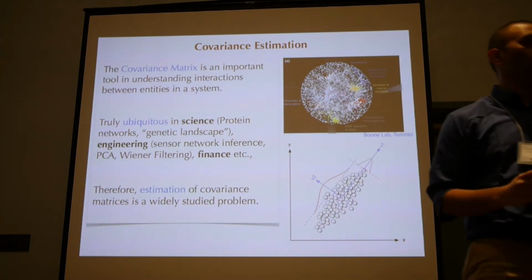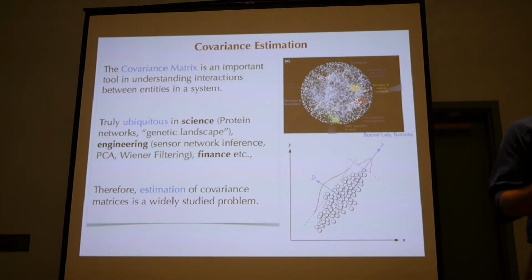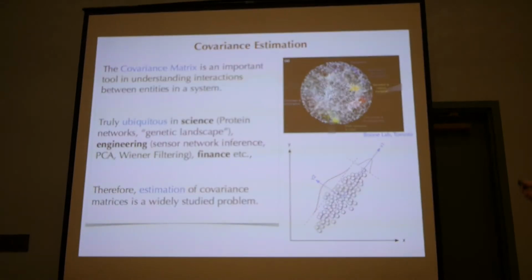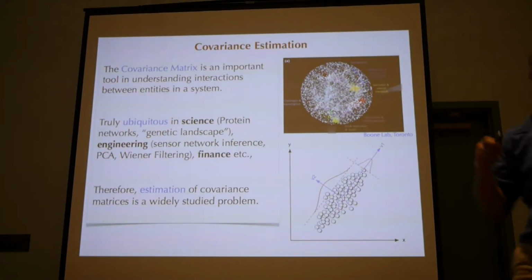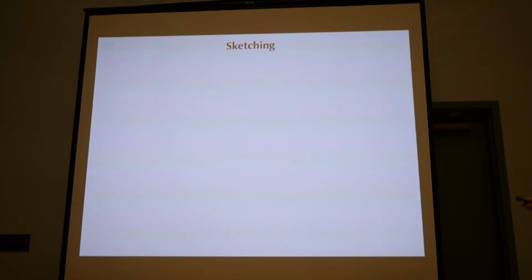Covariance matrices, as we all know, are truly ubiquitous. You want to estimate covariance matrices for various tasks like PCA, or this figure right here, which is from the Boone lab in Toronto. What they do is they wanted to map out the genetic landscape of a yeast cell. So each dot there represents a gene, and they try to connect this using the covariance matrix. They threshold the covariance matrix, they get a graph, and then they cluster this graph to find out the functional components of the thing. So we are dealing with large covariance matrices all the time.